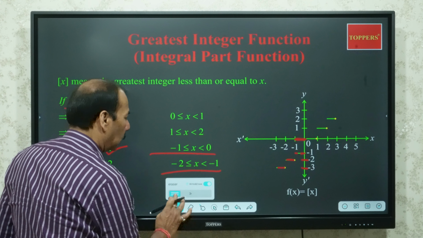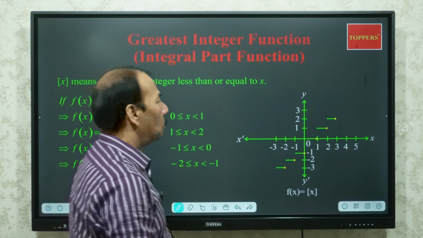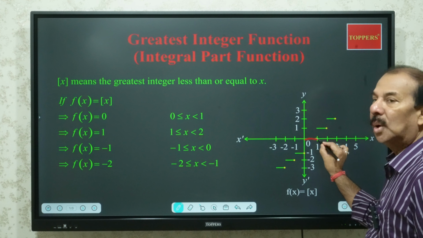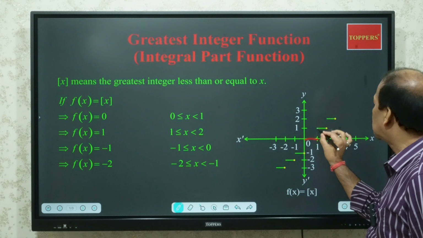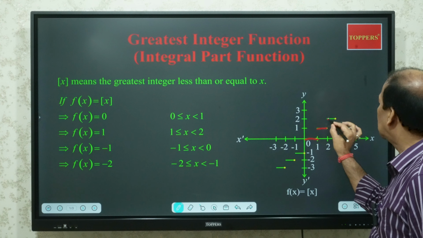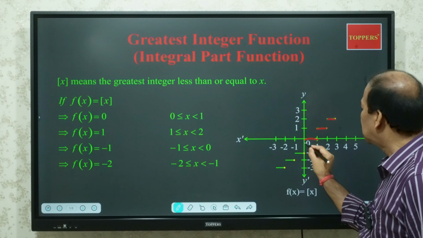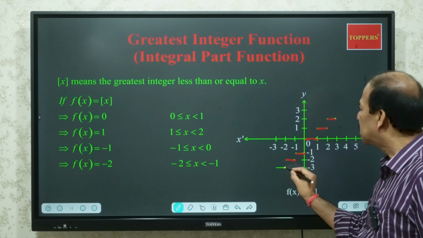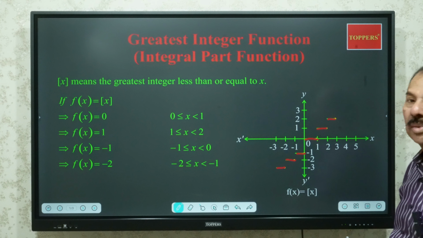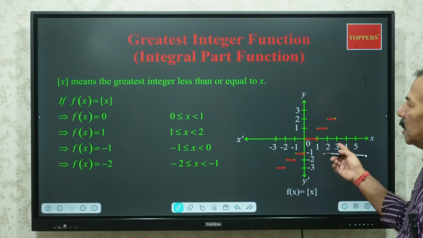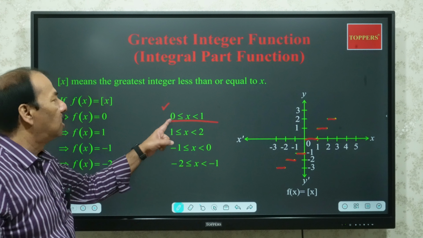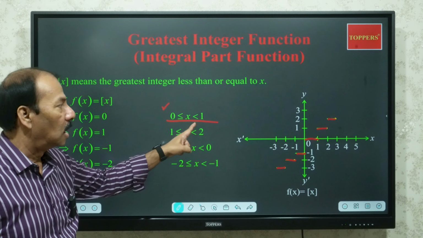Now you can see here. So 0 to 1, f of x or y, it is 0. 1 to 2, it is 1. 2 to 3, it is 2. 0 to minus 1, it is minus 1. Minus 1 to minus 2, it is minus 2. Minus 2 to minus 3, it is minus 3, and so on. Now here we have considered, if you can see this, in this interval 0 is included, 1 is excluded.